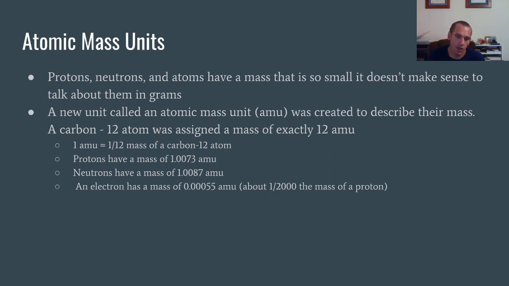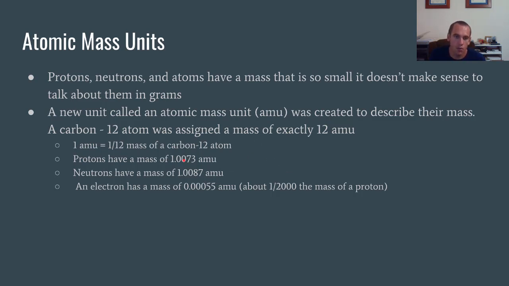Basically, we said, all right, carbon-12, most abundant isotope of carbon, we're going to go ahead and say it has a mass of 12 AMU. And so dividing that by 12 gets us the mass of 1 AMU. Now we can measure all of our elements, our atoms, relative to that. And we can measure protons and neutrons relative to that.